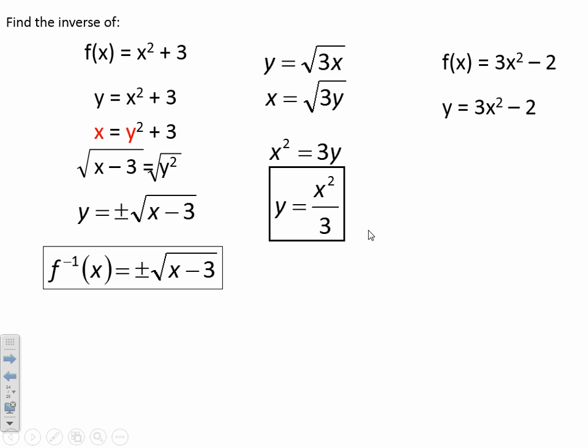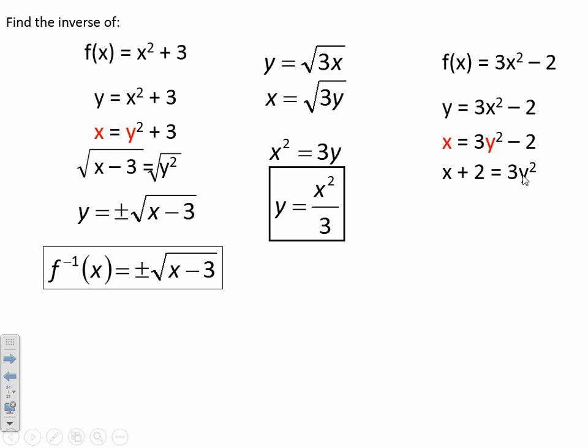Now we're, nope, I'm one step ahead of myself. Hopefully you realize we still need to switch x and y. Fantastic, we switch x and y there. And now we need to solve for y. So first thing I'm going to do is get rid of this hanging off plus 2 by adding 2 to both sides. x plus 2 equals 3y squared.